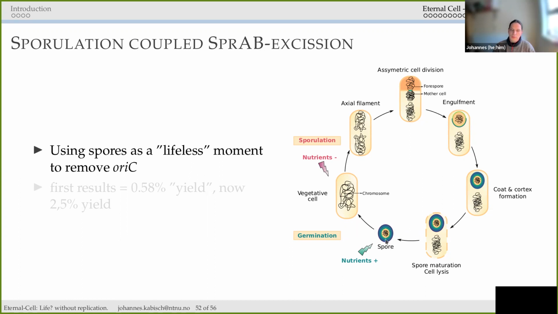So one thing the spore can do once it gets nutrients again is germinate and become a vegetative cell again. And now the question is, it would then, in theory, just unpack its chromosome and be a vegetative cell, which is unable to replicate. Okay, so we are now combining the two problems, or hope to combine the two problems we have: that we have hopefully higher excision rates with a site-specific system, and we can get rid of contaminants by simply heating the solution.